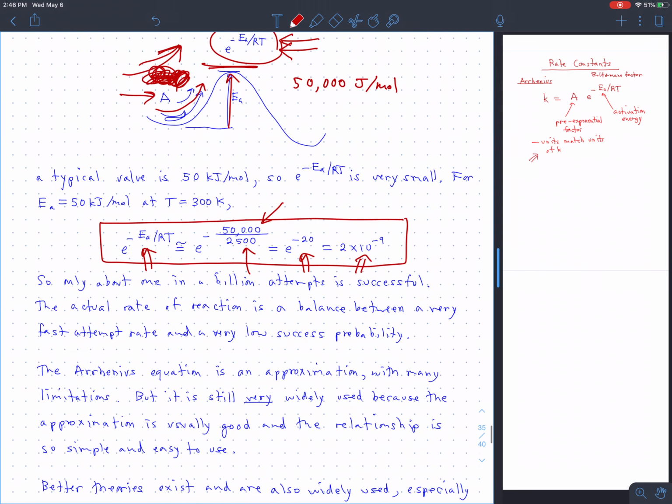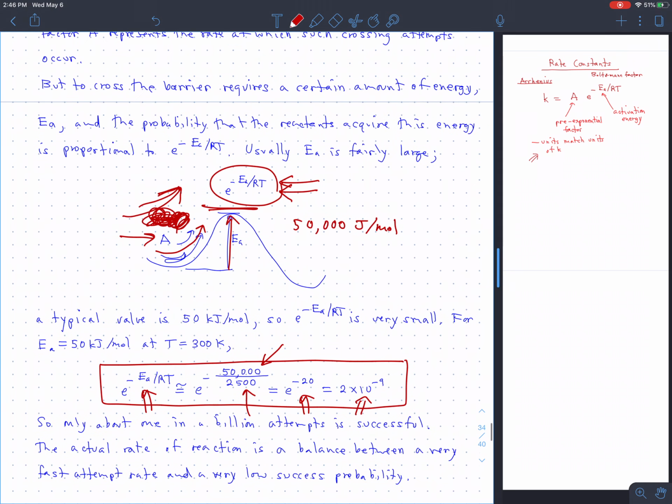So what that means is that even though the system is making attempts to cross the barrier very rapidly, many, many times per second, 10 to the 10th times per second, let's say, the success probability of any one of those attempts is really low. It's 1 in a billion, or thereabouts. And so that's the story behind the Arrhenius theory, or the Arrhenius picture of how a chemical reaction takes place.